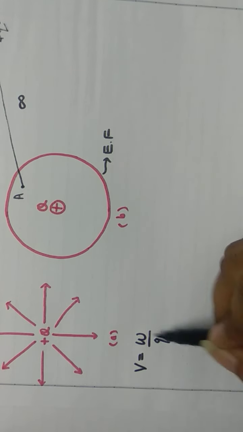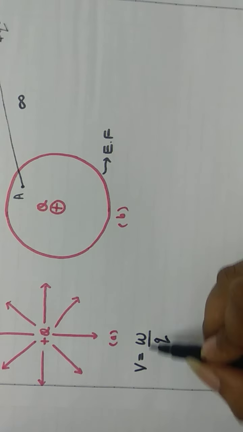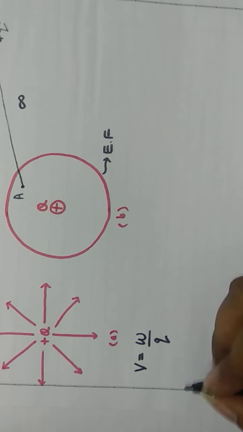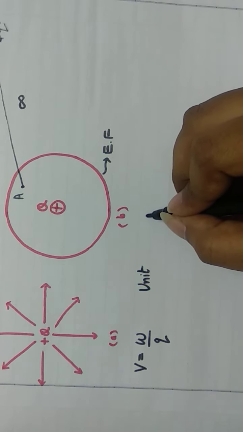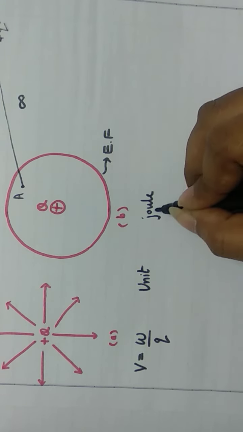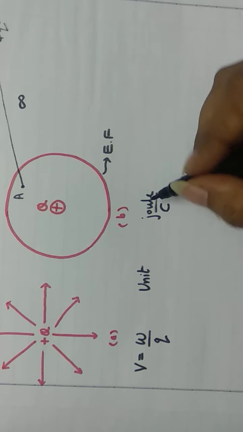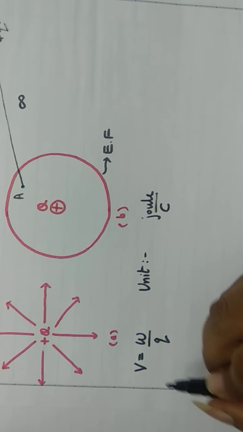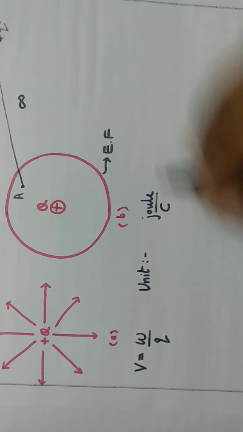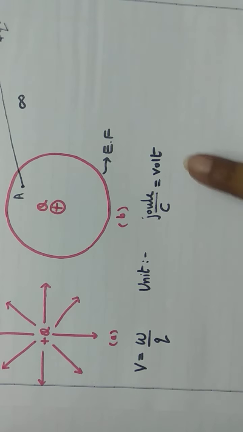Now just see, from this, what will be the SI unit of potential? This is work, so the unit of work will be joule, divided by the unit of charge, which is coulomb. So joule per coulomb is the unit of potential. Joule per coulomb is also known as volt. So volt is the unit of potential.